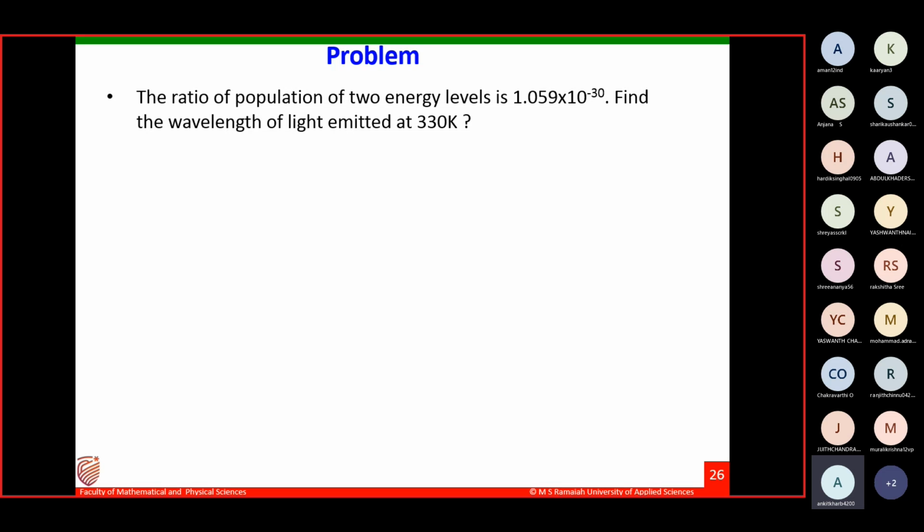The ratio of population of two energy levels. I have two energy levels. What is the general notation we use? This is N2 and this is N1, if I consider this as E2 and E1. Find the wavelength of the light emitted at 300 Kelvin. What information has he given? How do we solve this problem?